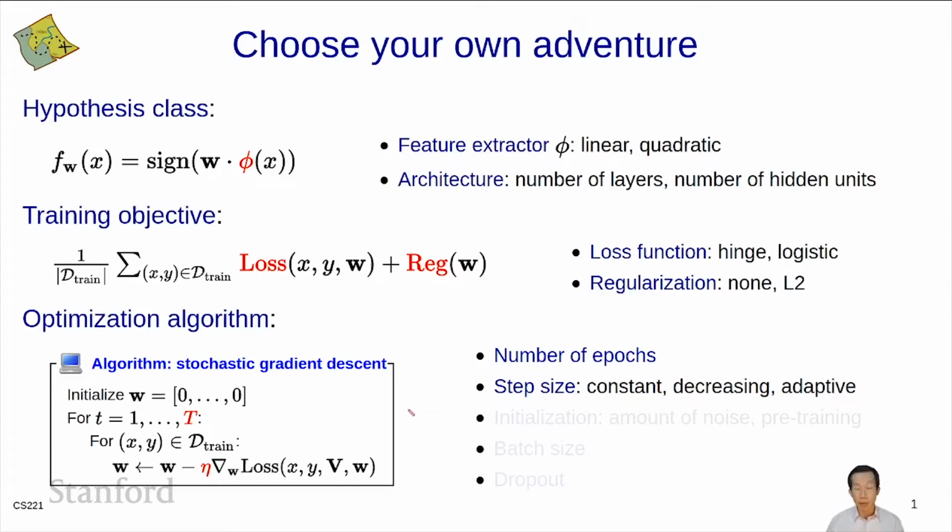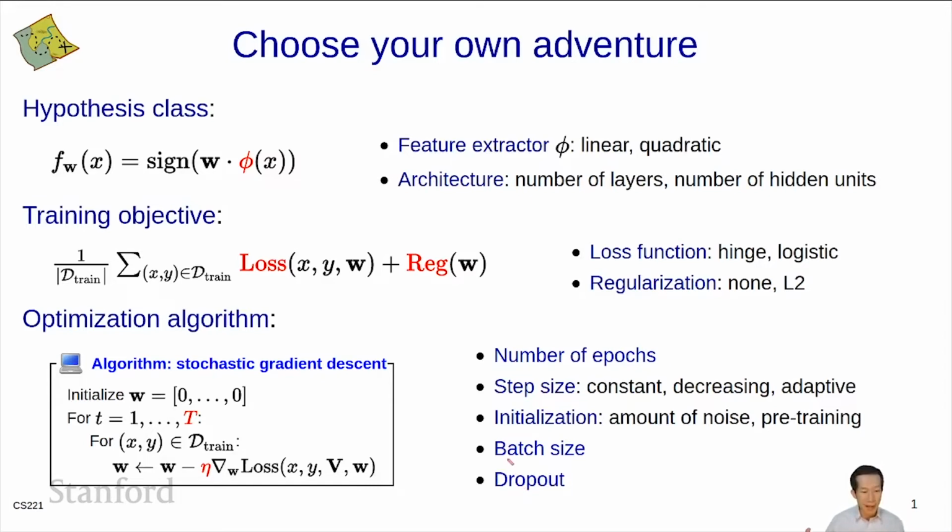If you're training deep neural networks, there's more things to think about. There's initialization. How much noise do you add in pre-training? What batch size do you use? Stochastic gradient descent has batch size 1. Do you use 4, 16? What about using a dropout rate to guard against overfitting?